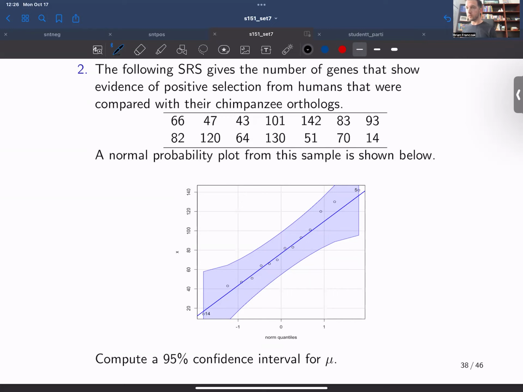And then the third assumption is sigma known, and that is not true, right? We don't have any population information at all. So we want to build a 95% CI.